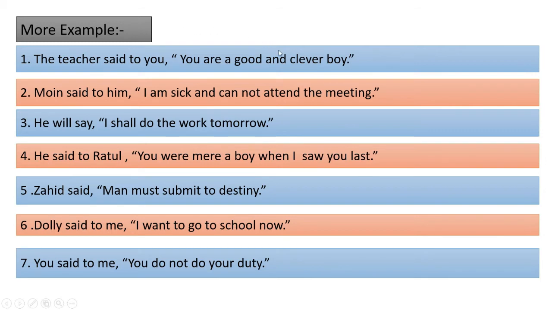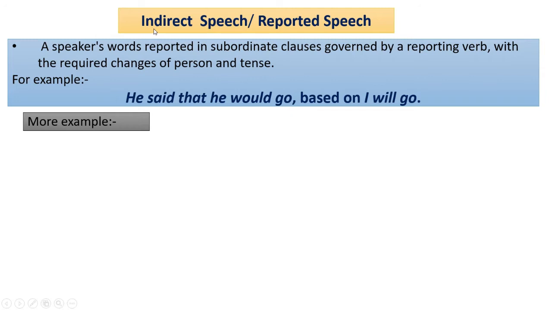All these sentences are examples of direct speech, and you see all are in inverted commas and also use commas. Let's have a look at indirect speech, reported speech. Indirect speech is also mentioned as reported speech. A speaker's words are reported in subordinate clauses governed by a reporting verb with the required changes of person and tense.